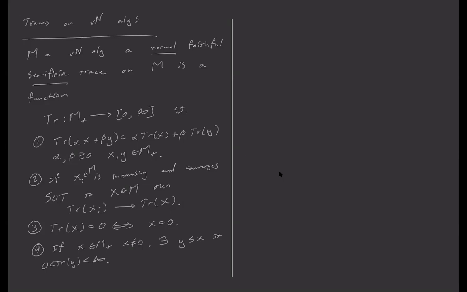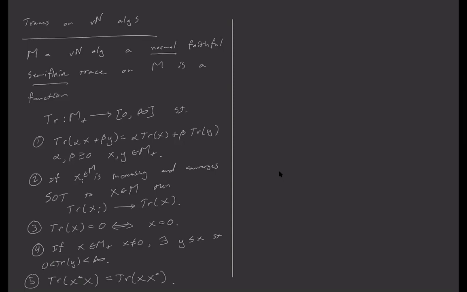And then, of course, the tracial property, which just says the trace of x star x should always be the trace of x x star. All right, so these are the conditions on a normal, faithful, semi-finite trace. Throughout my lecture series, I'm only going to be focused on von Neumann algebras which have one of these. In fact, I'll usually fix a trace throughout my lecture series.